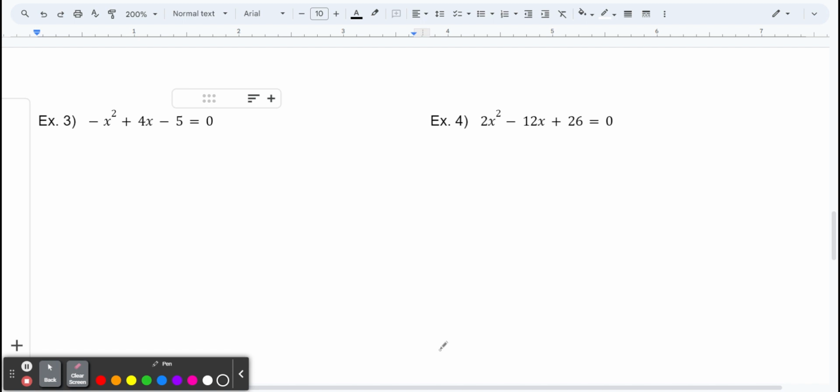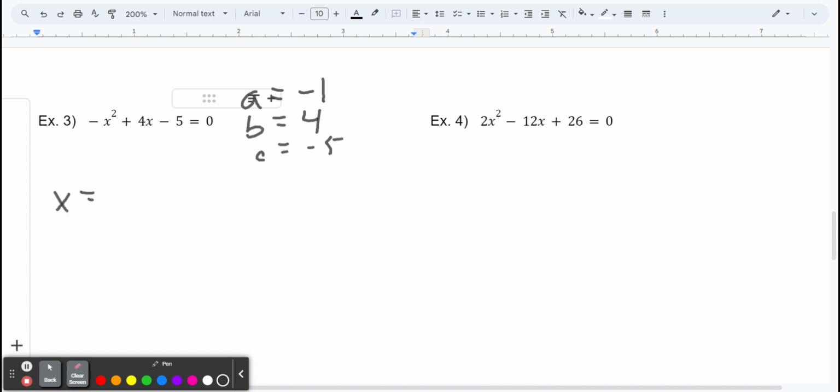All right, so identifying A, B, and C to start. Our A variable is going to be negative 1 in this case. B is 4, and C is negative 5. With that, we can set up our quadratic formula and make sure you guys are actively engaged in this, pausing, unpausing, trying it out on your own.